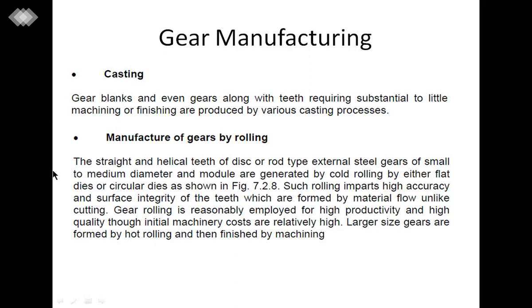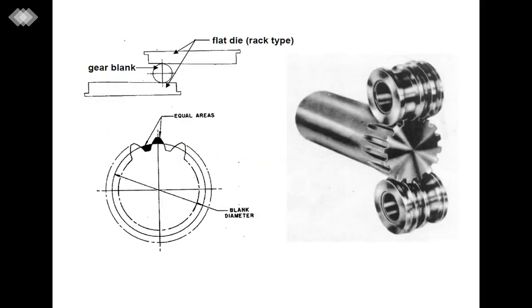The straight and helical teeth of disc or rod type external steel gears of small to medium diameter and module are generated by cold rolling process, either by flat dies or circular dies. Such rolling imparts high accuracy and interface surface integrity of the teeth, which are formed by material flow. Unlike cutting, gear rolling is employed for high productivity and high quality, though initial machinery costs are relatively high. Larger size gears are formed by hot rolling and then finished by machining. So gear manufacturing by rolling is explained here.